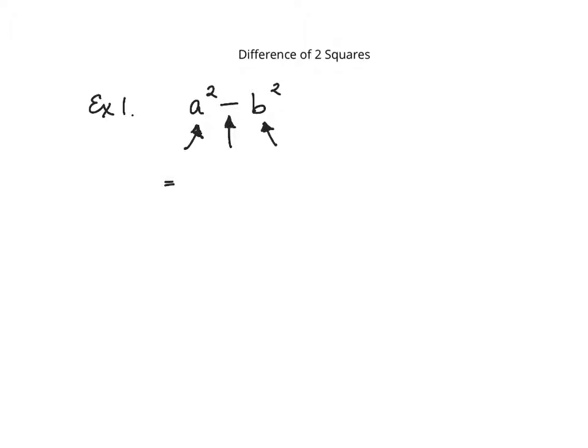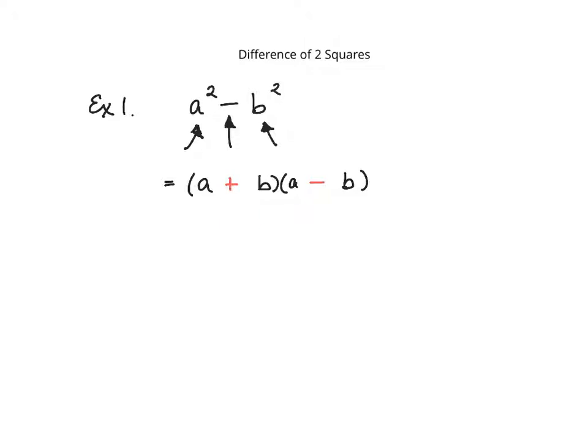Well, what do we have in the brackets? A and A multiply together to give us A squared. B and B multiply together to give us B squared, and the interesting thing is that we have different signs in the brackets.